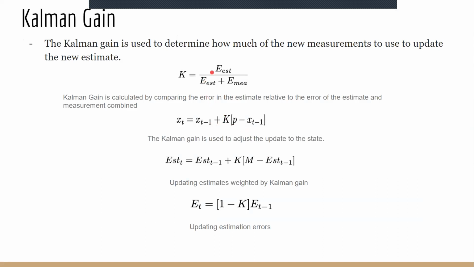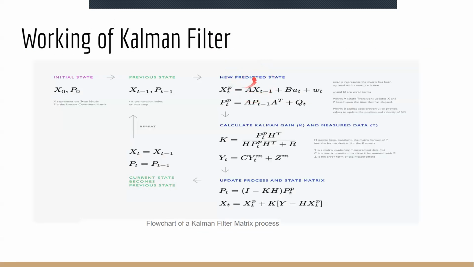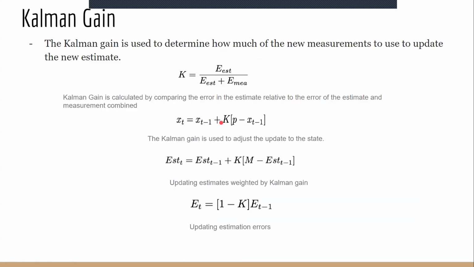So the Kalman gain is more likely the ratio of the error that comes from the estimation to the error which is the summation of estimation and measurement. If the estimation error is 0, then that means the predictive model is very correct. In that sense, we don't need to update that value. So it becomes 0, and this value comes from the predictive model only.